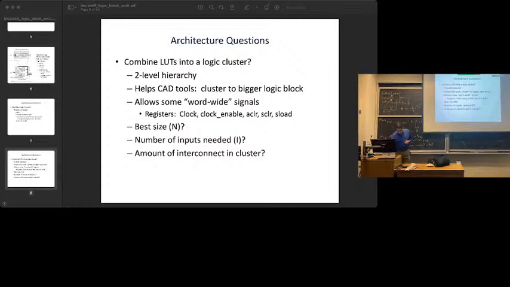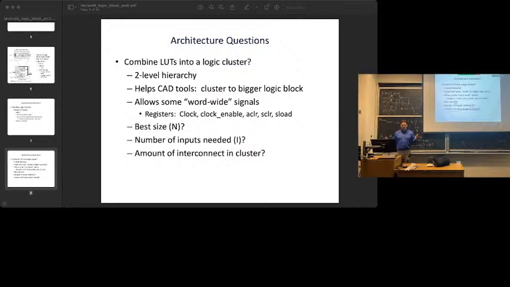Questions on this, though, are: what's the best size? So N, how many of these basic logic elements, which are lookup table plus flip-flops, should we put in? And how many inputs should we bring in? So should we bring in all k times n inputs we could ever want, or is less a good idea? And then how much interconnect should we put in the cluster? We could put a full crossbar in for our local interconnect, but maybe that's overkill.